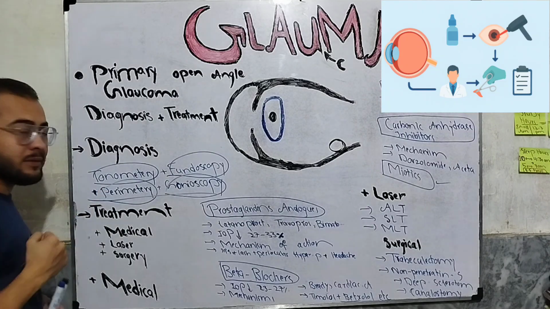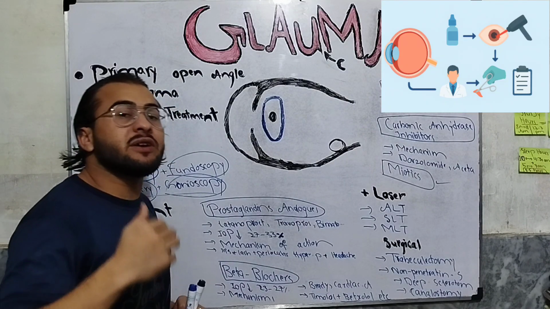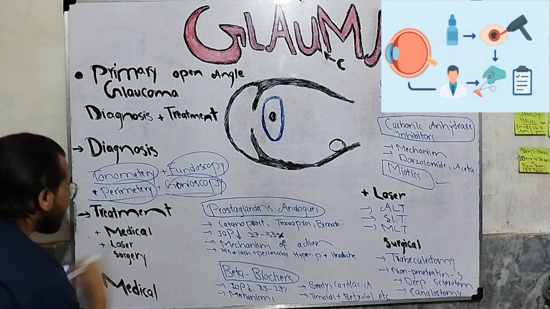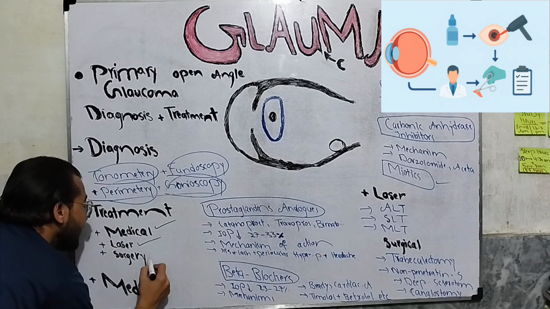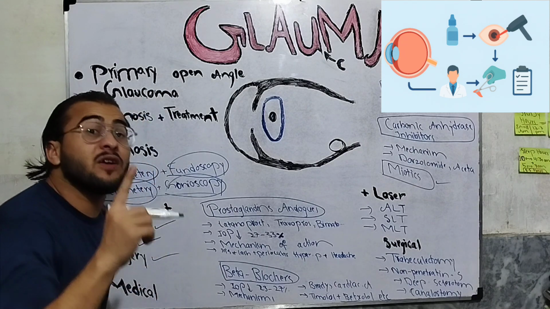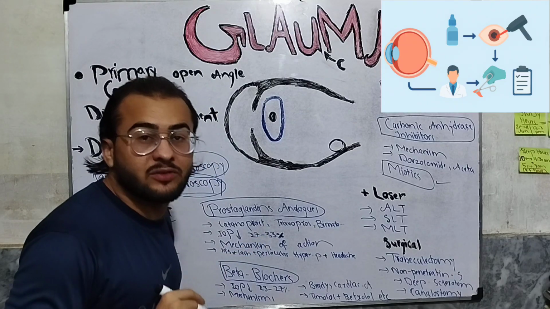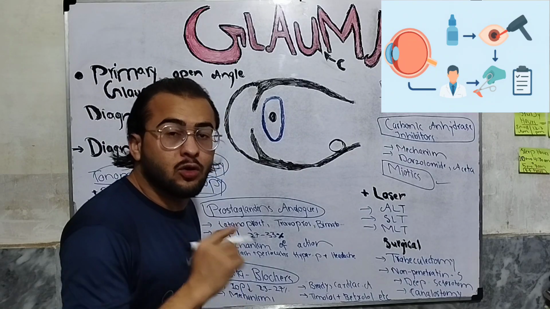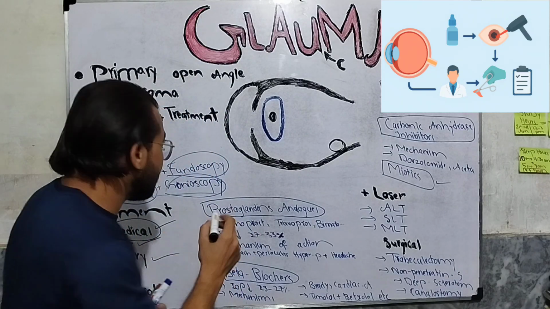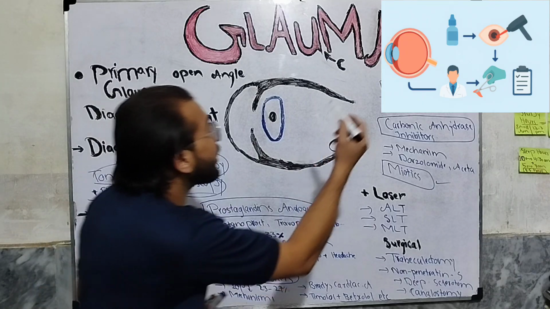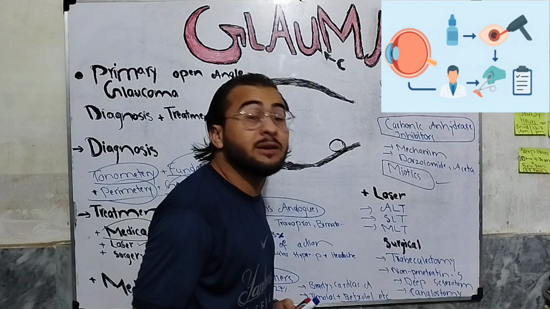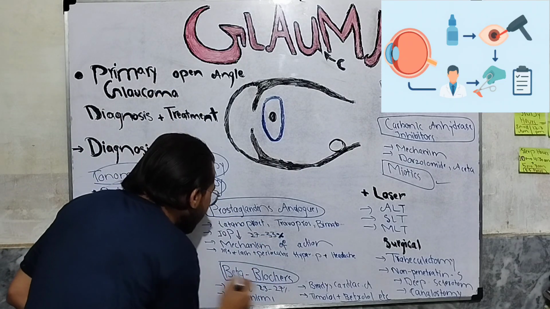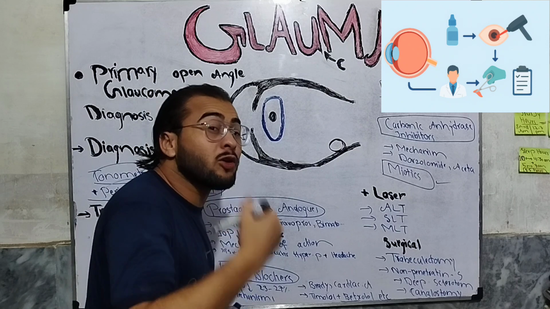Now, treatment. Primary open-angle glaucoma can be treated by three methods. The first is medical treatment, the second is laser, and the last resort is surgery. First of all, remember we indicate medical treatment. What are the medical options? We have drug groups like prostaglandin analogs, beta blockers, alpha 2 agonists, carbonic anhydrase inhibitors, and miotics. Prostaglandin analogs and beta blockers are the first drugs of choice.